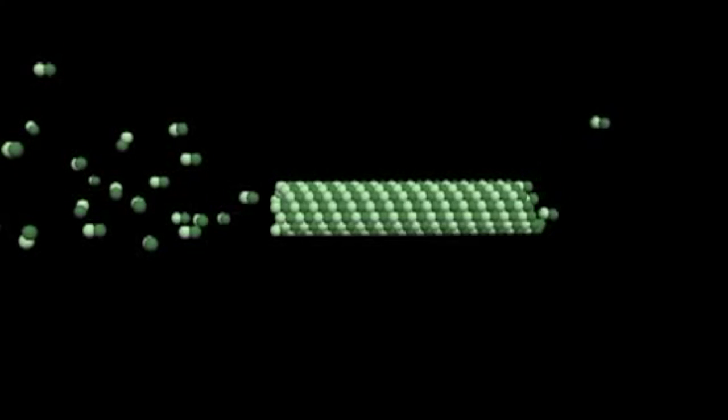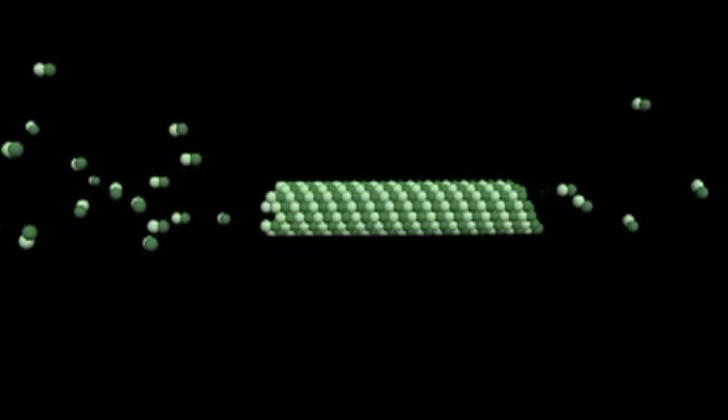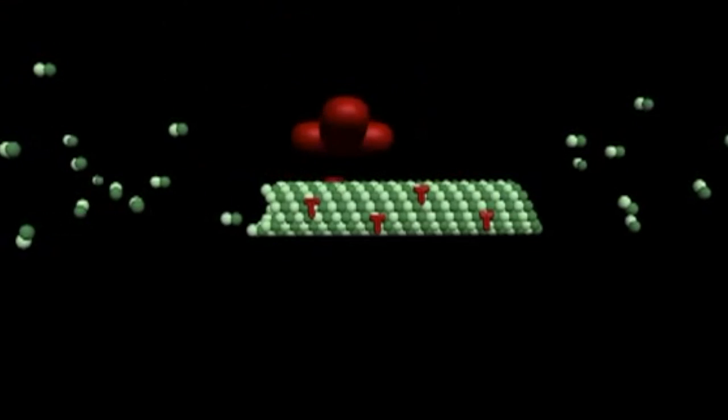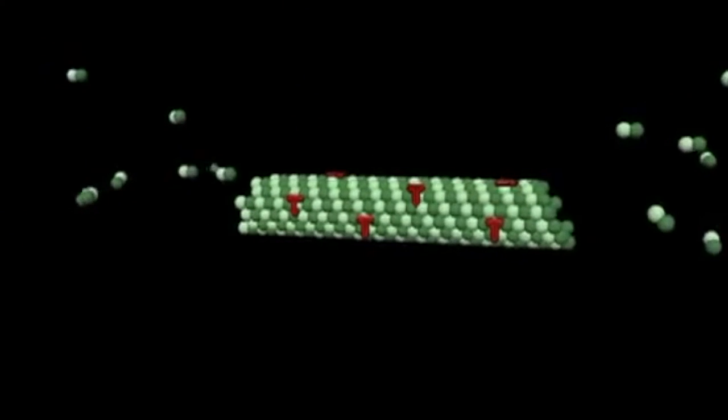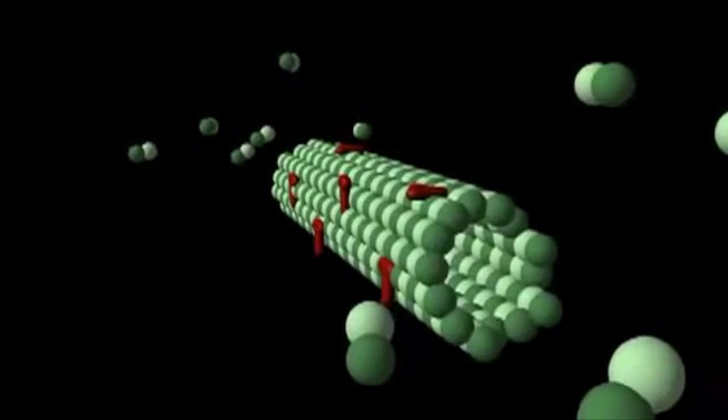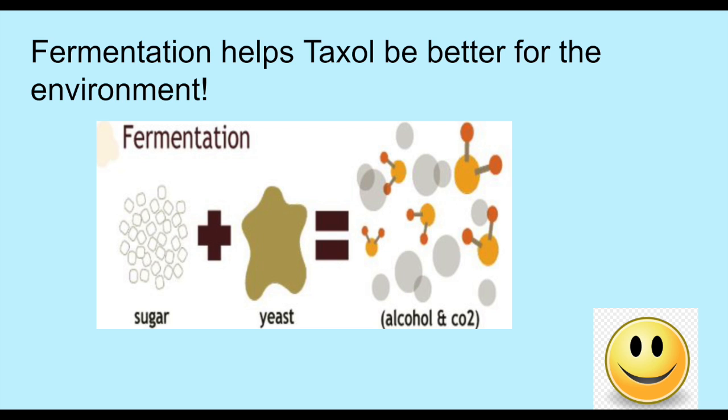Taxol works by inhibiting cell division by attaching to microtubules in the cytoplasm, preventing them from breaking down during cell division. Here you can see Taxol attaching to cytoplasm. Semi-synthesis of the drug enabled it to be produced on a larger scale and reduced the environmental impact. Extracting the drug from its natural source results in killing of the trees. Now, Taxol is made from fermentation using plant cell cultures.